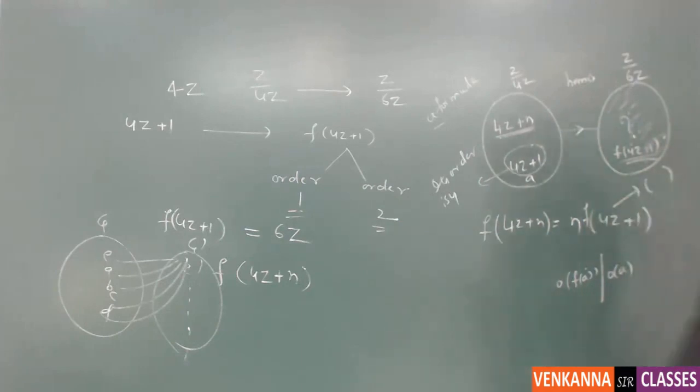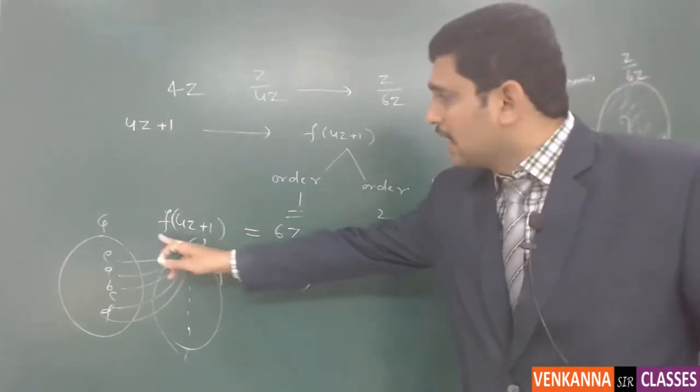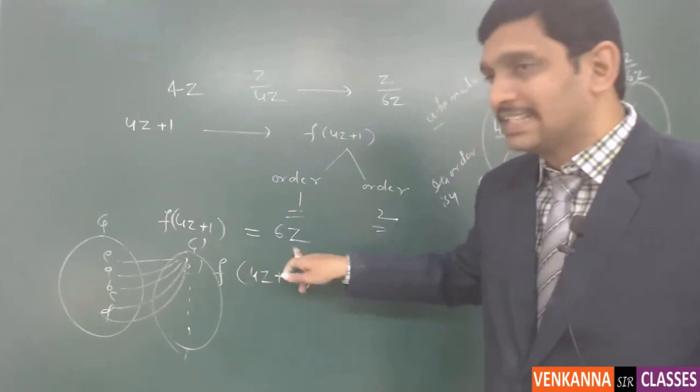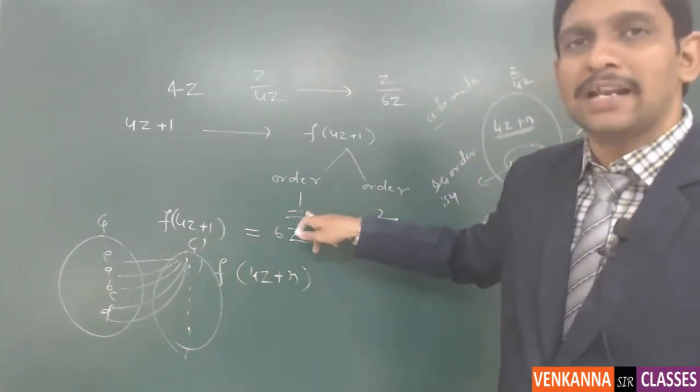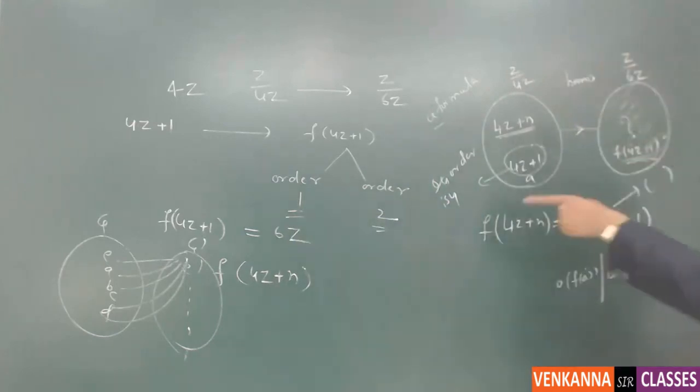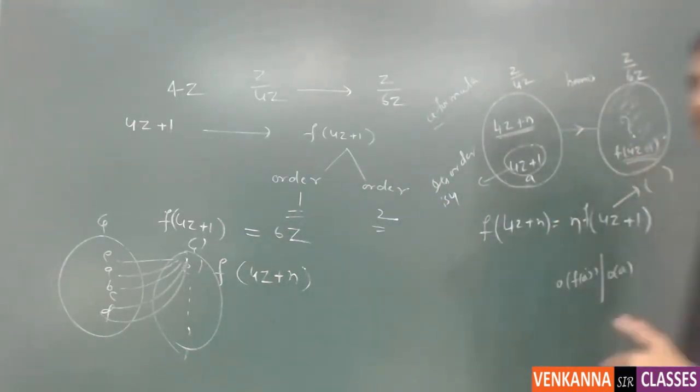So for this, if I have paired f of 4z plus 1 with 6z, since it is the identity element, its order is 1. So this is one kind of pairing between the two groups. Clear?